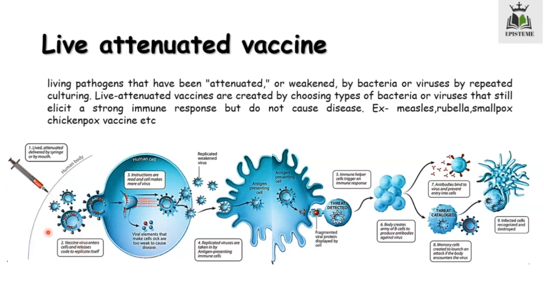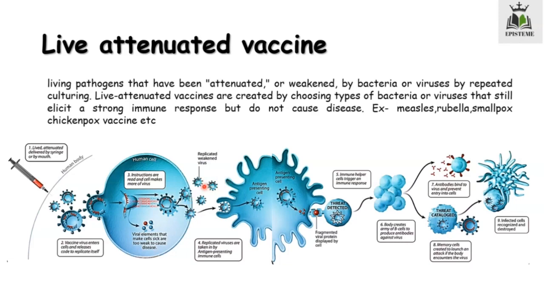So they will come and enter the human cell, and in our human cell the cell machinery will help to read this genetic code and form the viral proteins, which will help to produce the viral particles. So these are the newly formed replicated weakened viruses.